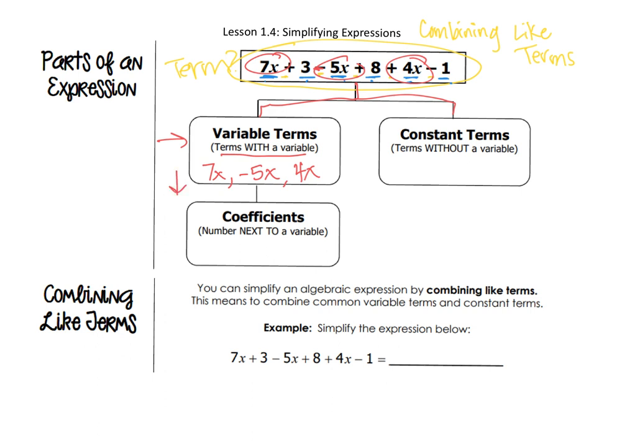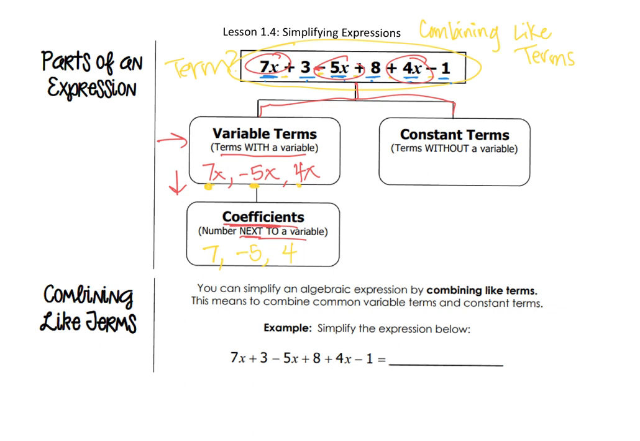Now let's keep going down with this. What are coefficients? Every variable term has a coefficient, which represents the number next to or right in front of the variable. So our coefficients here would be 7, which is in front of x, so 7 is a coefficient. Negative 5 was in front of x, so negative 5 was the coefficient there. And 4 was in front of our last x variable term, so 4 was a coefficient.